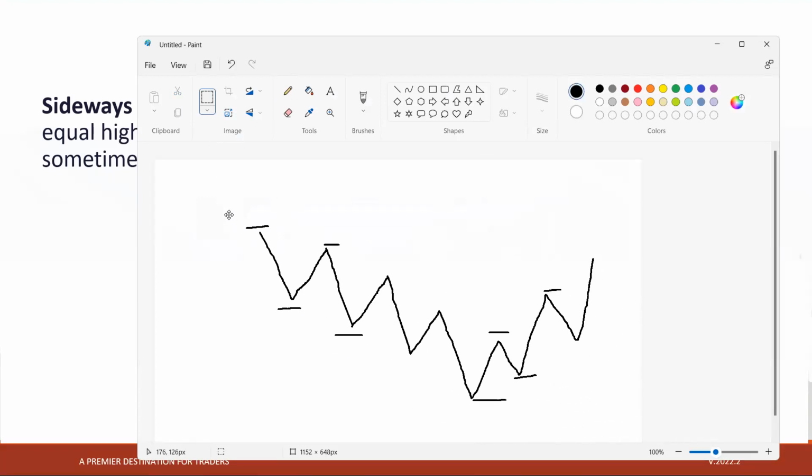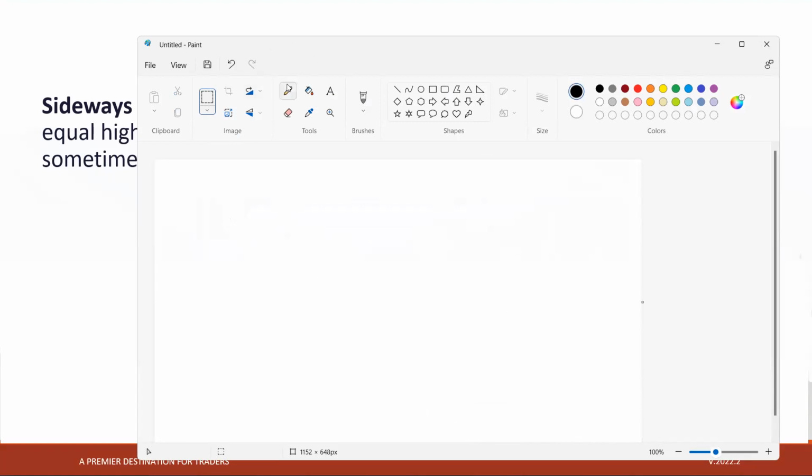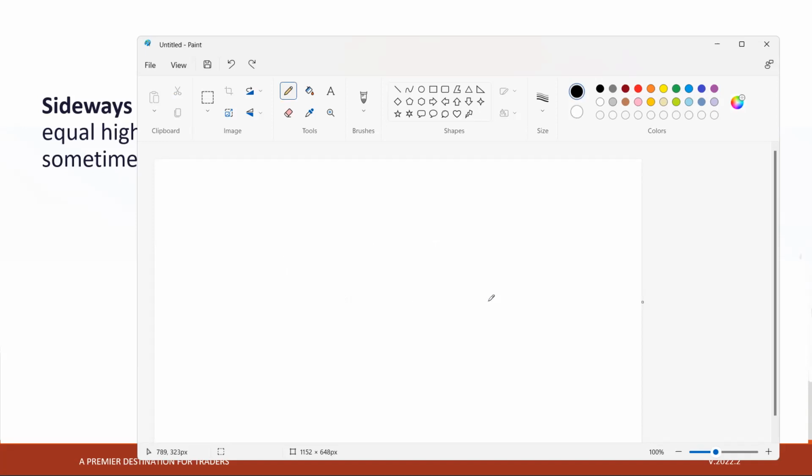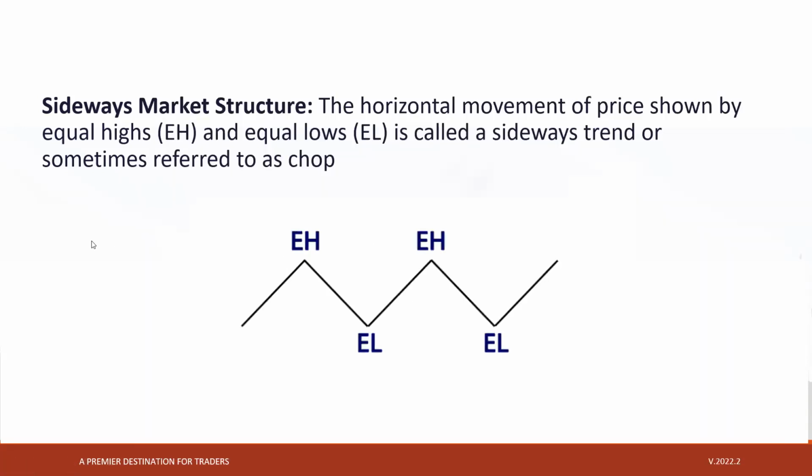is that in a sideways market, price would make relatively equal highs and equal lows. Some might not be as high as the others, but you could see in a nutshell, price is moving side to side, not really gaining ground or losing it either. Okay.